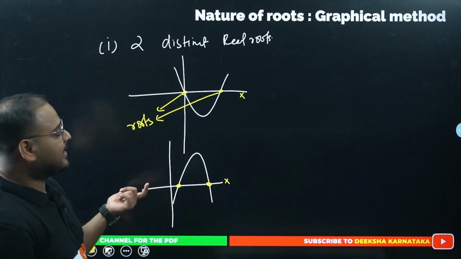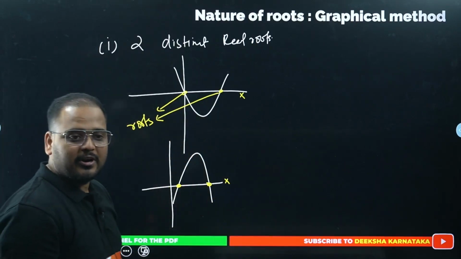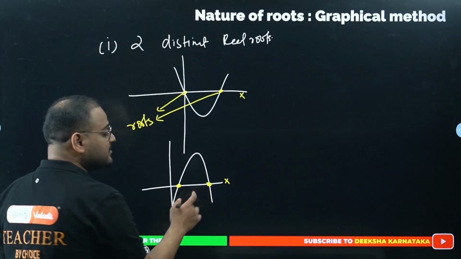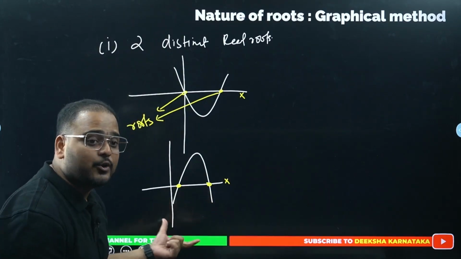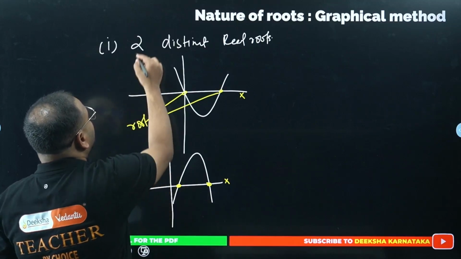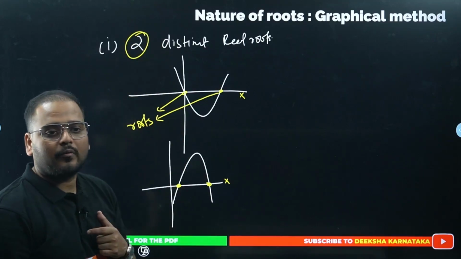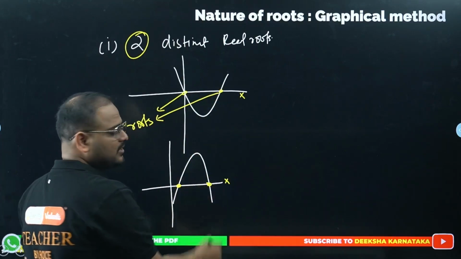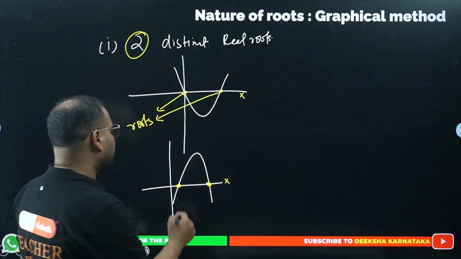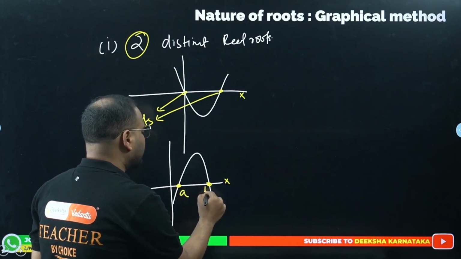It's called roots in the case of a quadratic equation. So in this case, wherever it cuts the x-axis, it's cutting at 2 points, so it has two distinct real roots. Why distinct? You can see this is 0, this is some positive value, some other greater positive value. So there are two different values. If this is a, this has to be b.